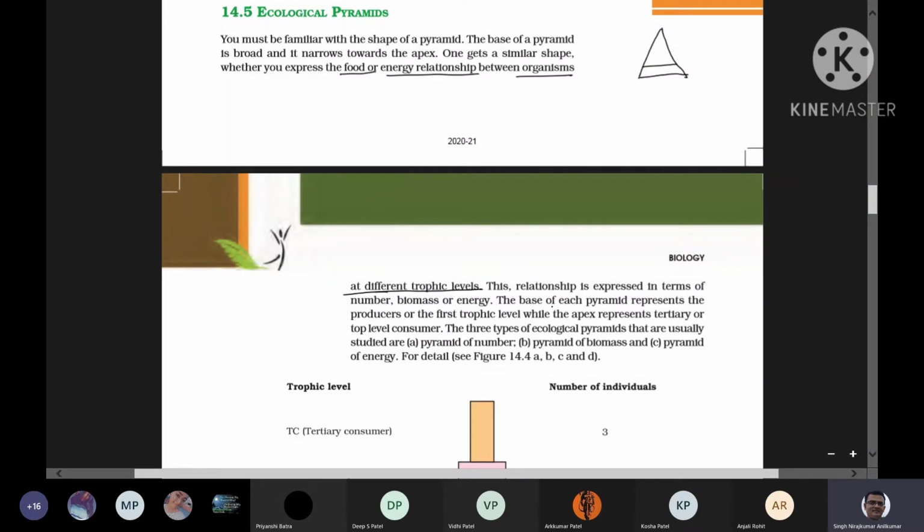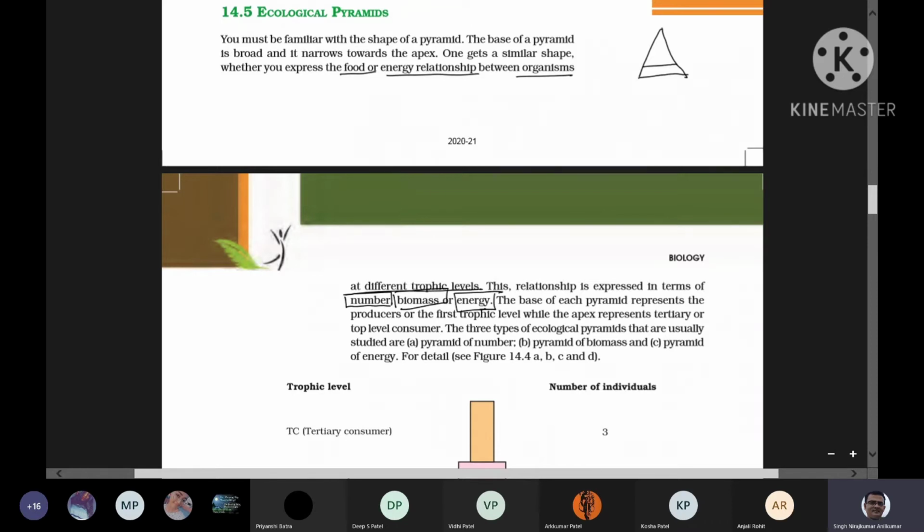And here we express these relationships in three different terms. We express the relationship between the organisms and the trophic level in terms of number first, in terms of biomass second, and third in terms of energy, we'll discuss, right? So three different types of pyramids we'll get, right?